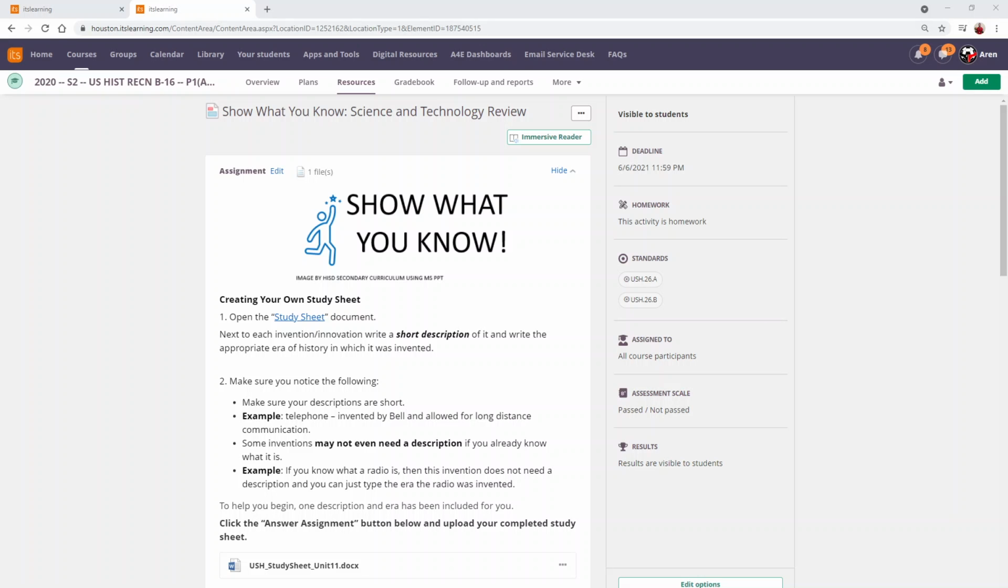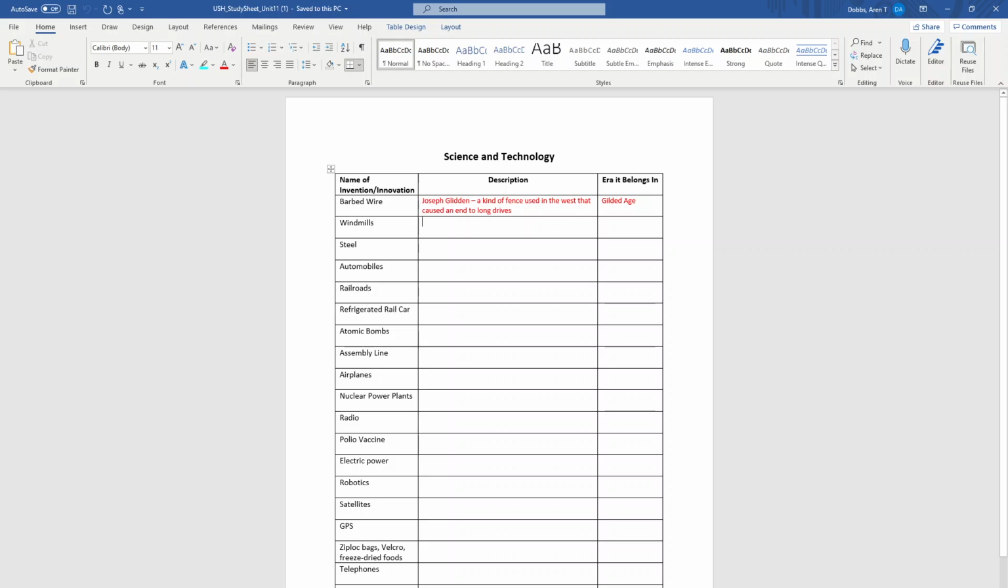The first example we have is barbed wire, invented by Joseph Glidden during the Gilded Age. It was a kind of fence that caused an end to long drives. It ended the cattle drive system and set up the pasteurized system of compartmentalized farmland that we know today.